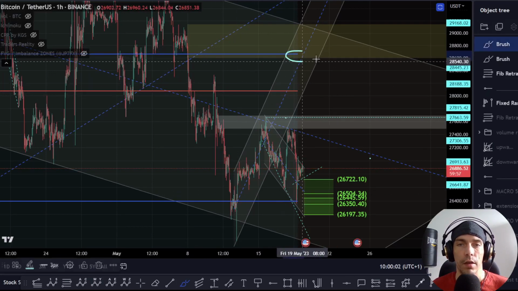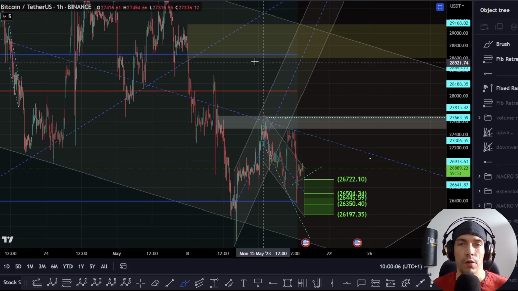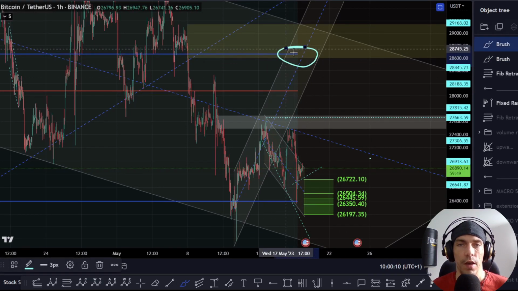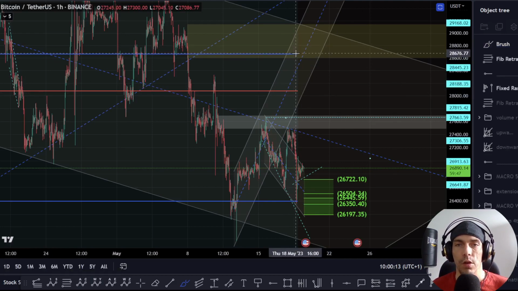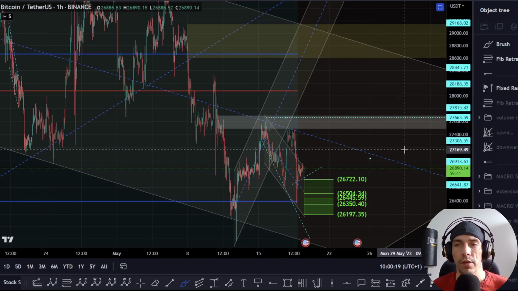As well as that, we have this value area high, which is sitting within this yellow box. So we're going to have to keep an eye on this. Potentially, this could be something that we actually see an interaction with here, and then we could actually look to break down from there and possibly even just come back down and retest this lower range. So we'll have to keep an eye on that.